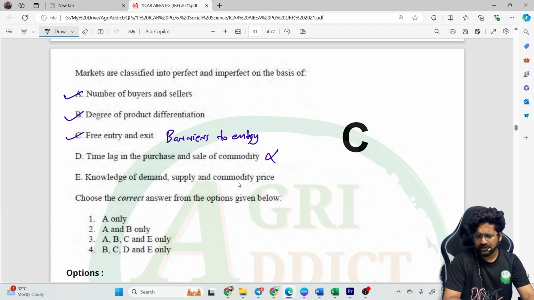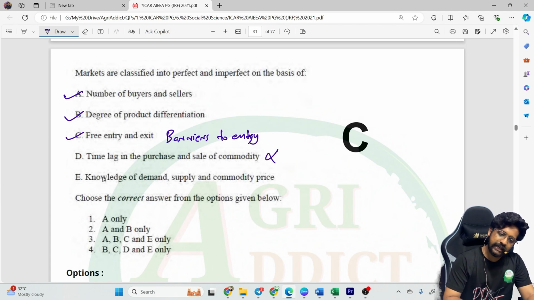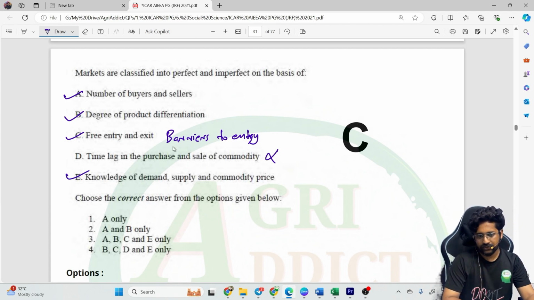Knowledge of demand, supply and commodity prices, this also is there, right? In perfect competition we are saying that perfect knowledge regarding demand, supply, availability and prices of the commodities is there. But at the same time in imperfect competition, including oligopoly, monopoly and monopolistic competition, we know that there is lack of perfect information, right? So E is also a basis for the classification. So A, B, C and E will be the basis for this classification. So the third option will be the correct answer.